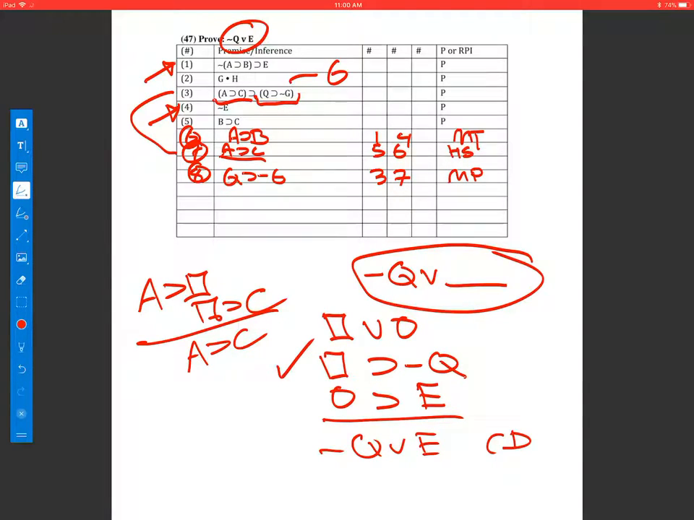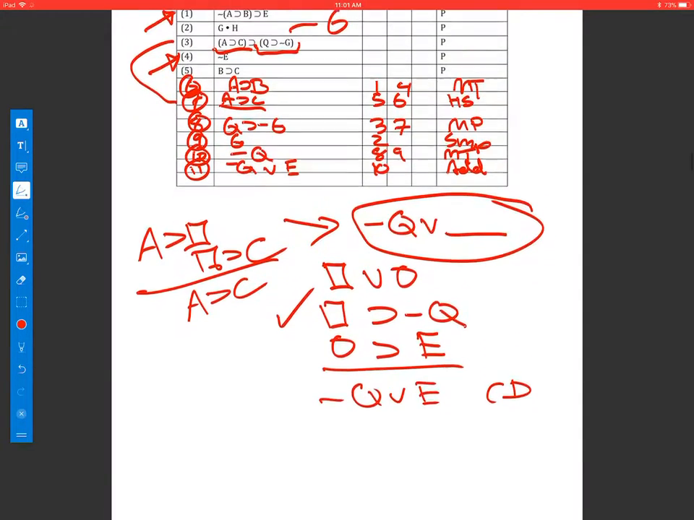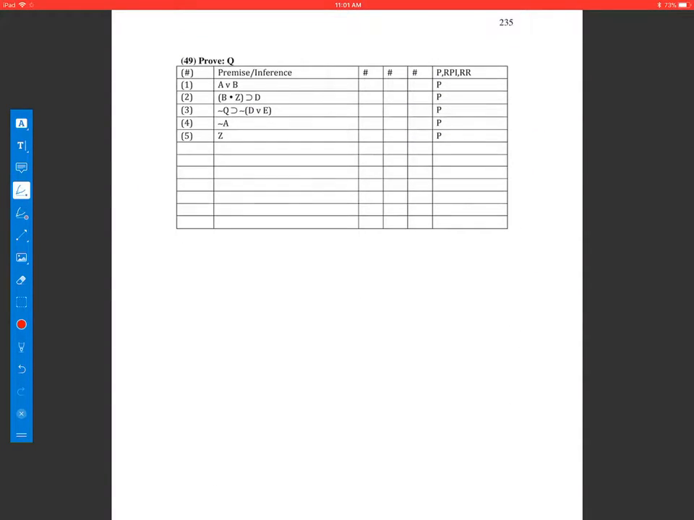I'm after a not Q at this point, so I need a G. Look at line 2, I've got G and H, which means I can say G from 2 by simplification. And so 10, I can say not Q, 8, 9 modus tollens. So now I've got my not Q, and this goes back to my beginning strategy, not Q or E from 10 by addition. Okay, I think we have time for one more.